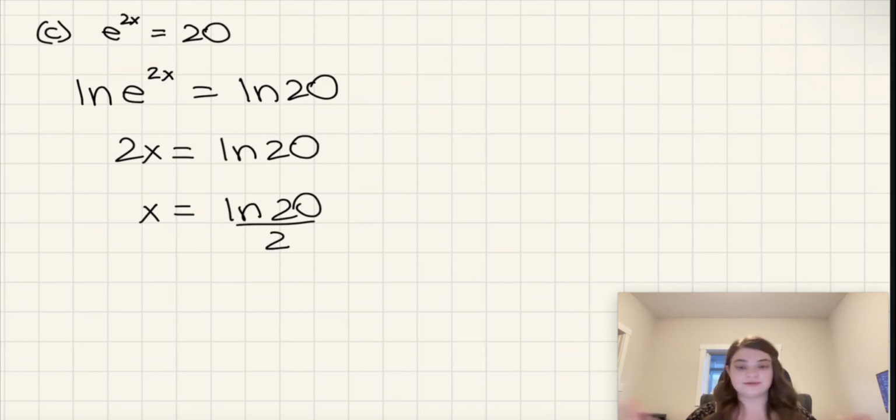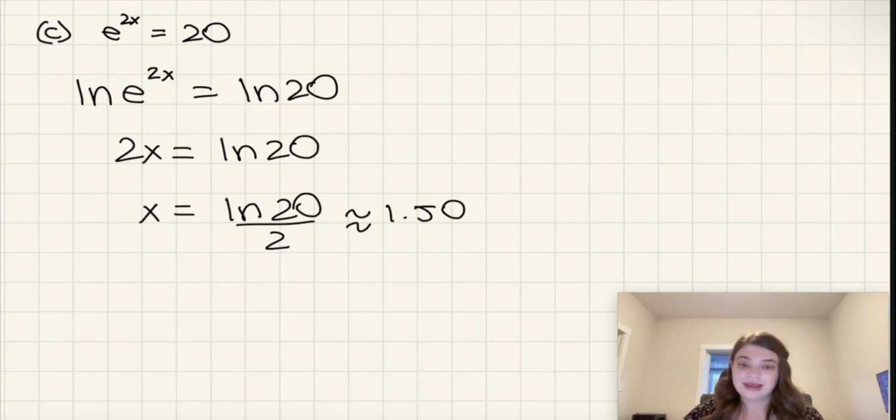We say, well, that's the final answer. It's ln 20 divided by 2. However, if they want a decimal approximation, we're going to grab our calculator, type in ln 20 equals, divide by 2 equals, and we get about 1.5 approximately. 1.50 if we were to round to 2 decimal places there.